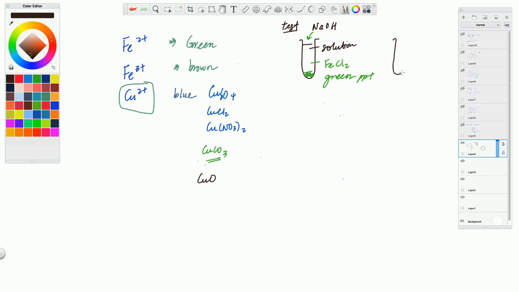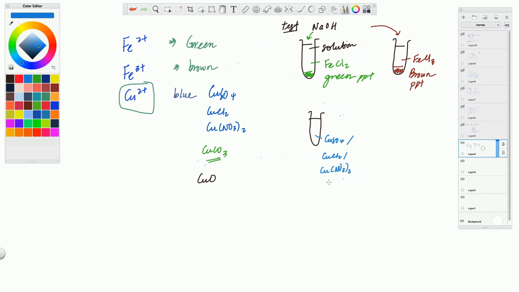If it's iron 3, you add sodium hydroxide also, you see a brown precipitate. All right? Now, if you're testing for copper, for example, copper sulfate, copper chloride, copper nitrate.